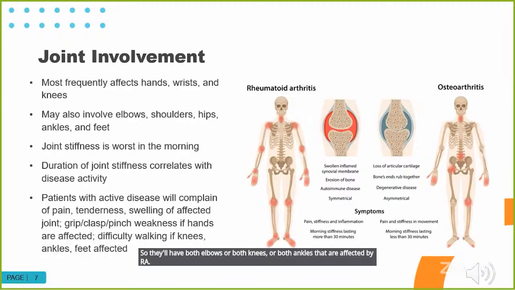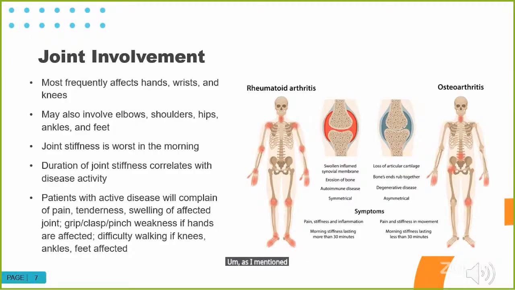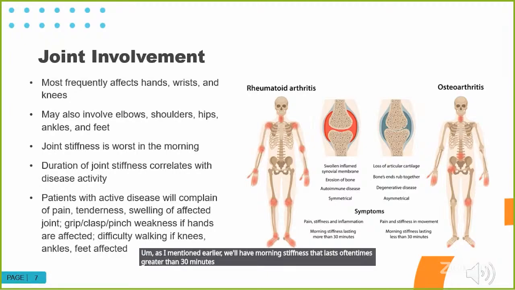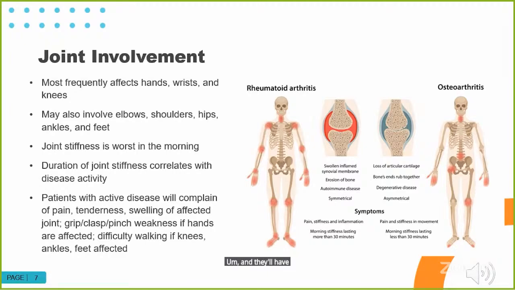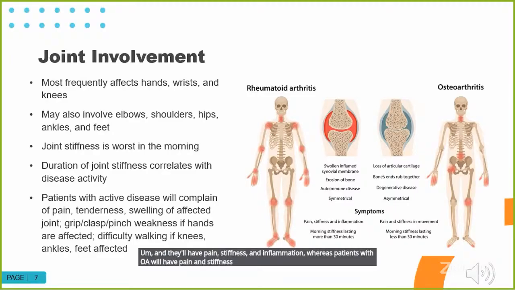And in terms of symptomology, patients with rheumatoid arthritis, as I mentioned earlier, will have morning stiffness that lasts oftentimes greater than 30 minutes. And they'll have pain, stiffness, and inflammation, whereas patients with OA will have pain and stiffness with movement, and their morning stiffness usually lasts less than 30 minutes.